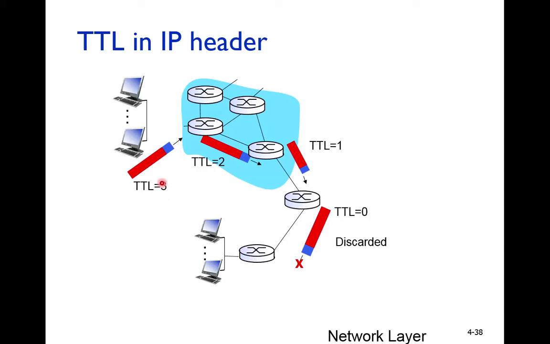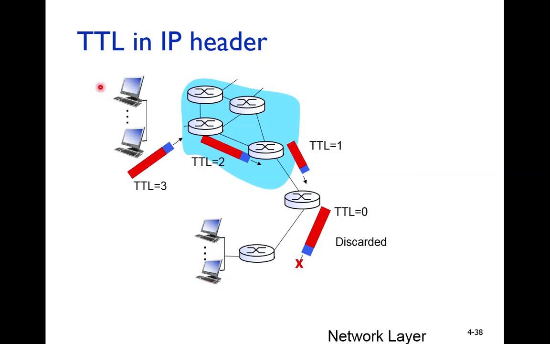If it is 7, then when it is decremented by this router, it will become 6. When it is decremented by this router, it will become 5. When it is decremented by this, it will become 4. Then it will be forwarded here, and when it is forwarded, it will become 3. So it will reach the destination safely.